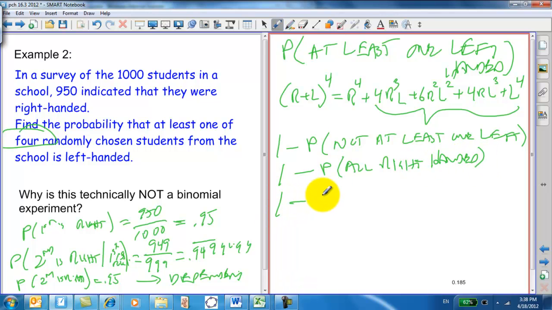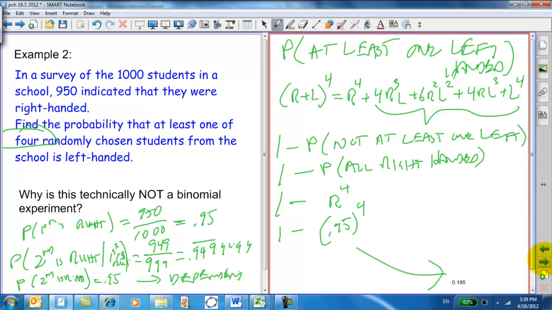And we go 1 minus then the probability of basically r to the 4th. So 0.95 to the 4th. So you put that in the calculator and you should get 0.185. Let me just check that. Yes, and that's the case.